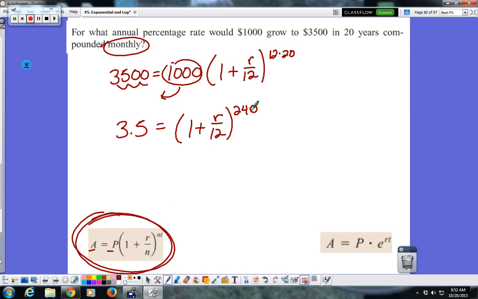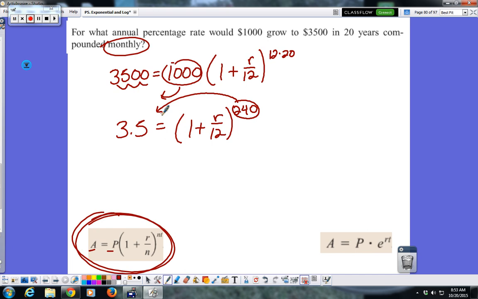This is not a logarithm problem. But it is a type of problem that we worked either last chapter or the chapter before. We have stuff raised to the 240th power. How do I get rid of the 240th power? How do I move that 240 over here? You raise the other side to the what power? One over 240th power, which is the same thing as taking the 240th root.